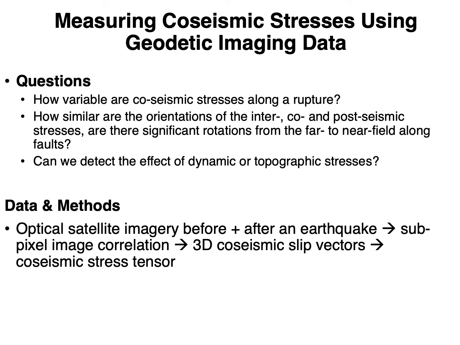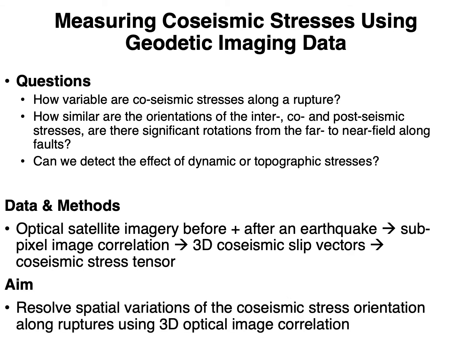So to try and answer these questions, we use optical satellite imagery taken before and after an earthquake. We then apply a subpixel image correlation method to measure the co-seismic slip vectors, which we then invert for the co-seismic stress tensor. So the overall aim here is to try and understand whether we can resolve spatial variations of the co-seismic stress orientation along ruptures using this 3D optical image correlation technique.